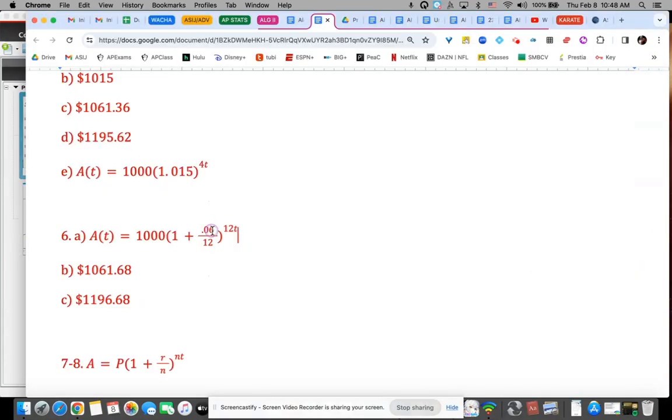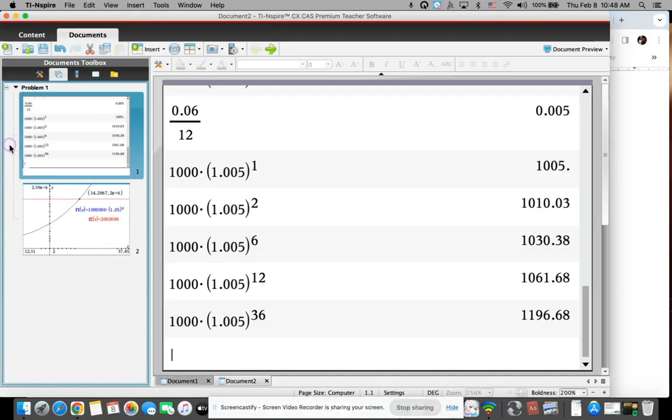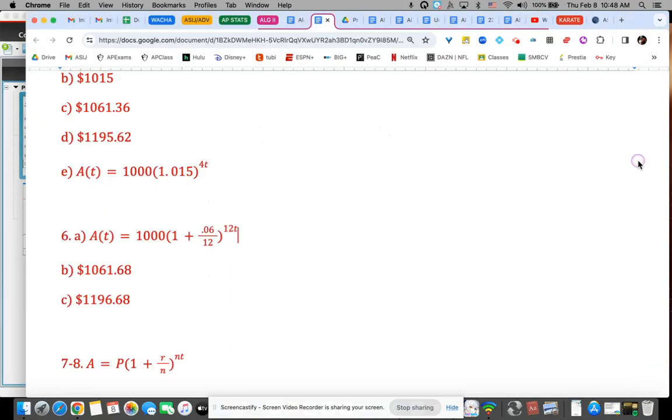So same idea. They went ahead and just left this as 0.06 over 12. You can see that right here. I went ahead and figured out what that was up above here at 0.005. Same difference. Doesn't matter which way you write it. It's the same thing. And the reason they have 12t here now is because they're leaving t as years. So they're saying for so many years, you can multiply that by 12 and get the number of months you want.